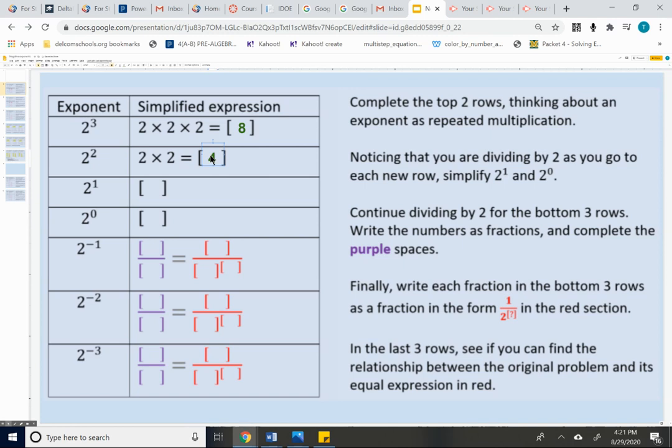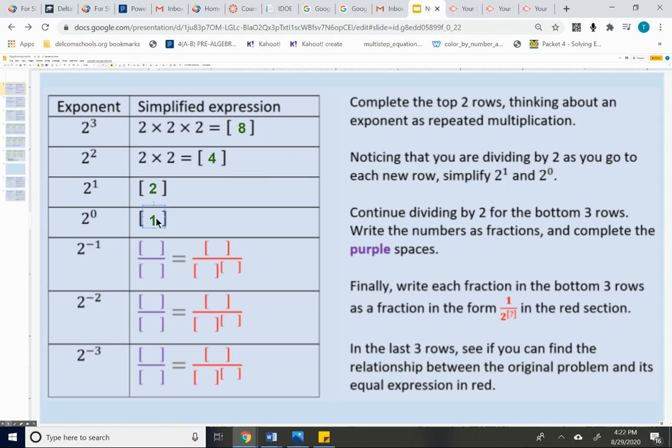Now think about this. You're losing a factor of 2 as we go down this table. So you're basically dividing by 2 as you go down the table. So 2 to the first would be 4 divided by 2, which is 2. 2 to the 0 would be the 2 from above, divided by 2, which is 1.